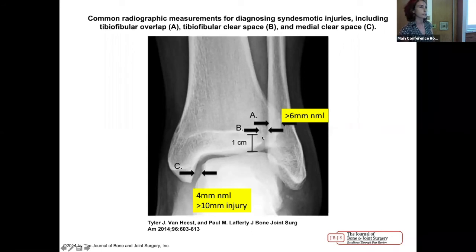And so if it's less than that, meaning that the fibula is displaced more laterally, or if you have greater than 10 millimeters of space at the medial clear space, then be highly, highly suspicious for a syndesmotic injury.